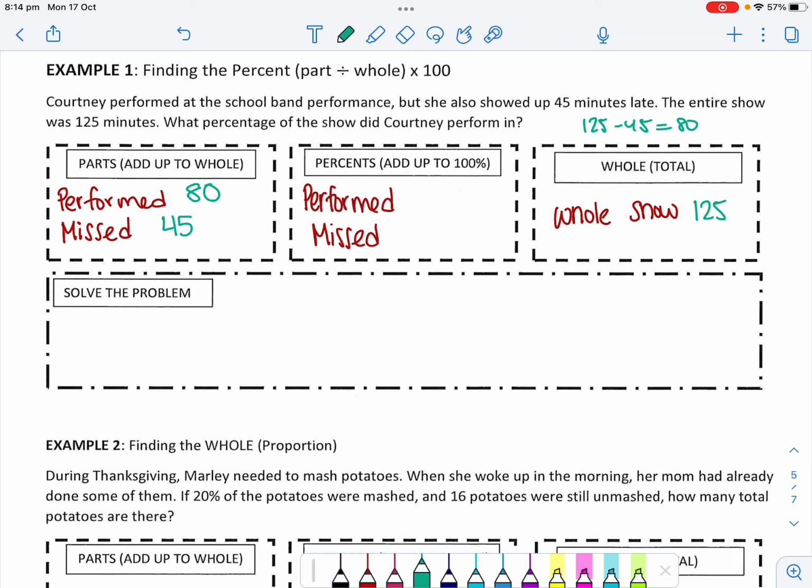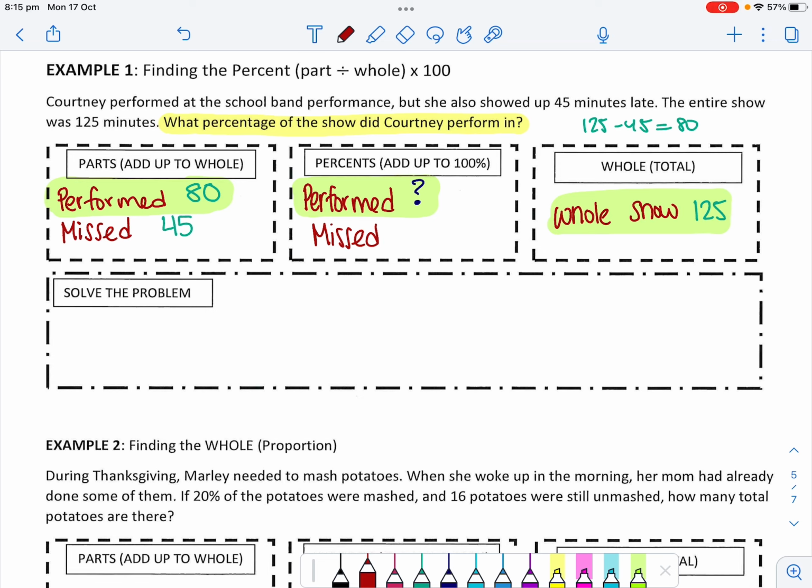Now the percents add up to 100, but they didn't give me any percents in this problem. It says, what percentage of the show did Courtney perform in? So I'm going to put a question mark by performed, because that's the thing I'm trying to find. What percent of the show did she perform in? Now I'm going to grab a green highlighter. The first thing I'm going to do is highlight the question mark, because the thing that I need to find is extremely important. So I'm trying to find what percent. Now I highlighted the word performed, so in the parts box, I'm also going to highlight the word performed. And then the other thing that I need is going to be the whole.